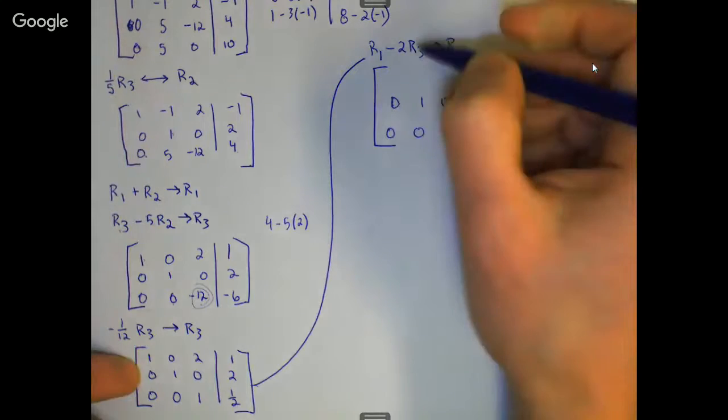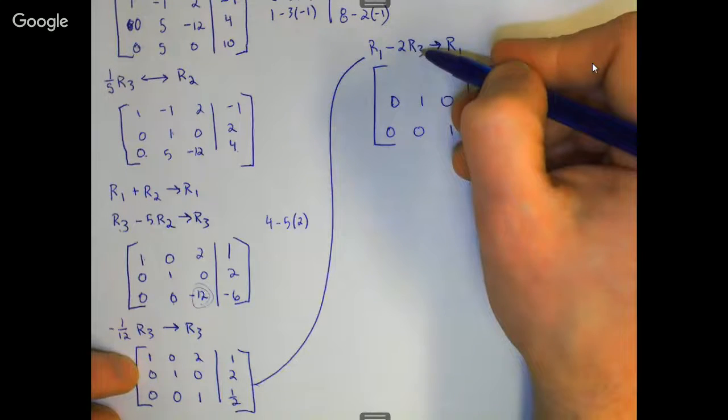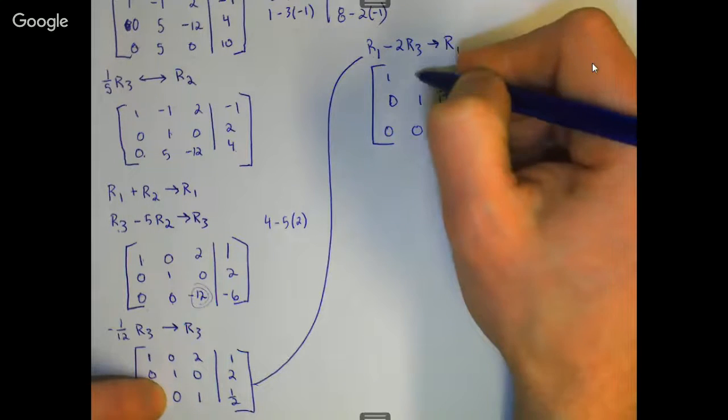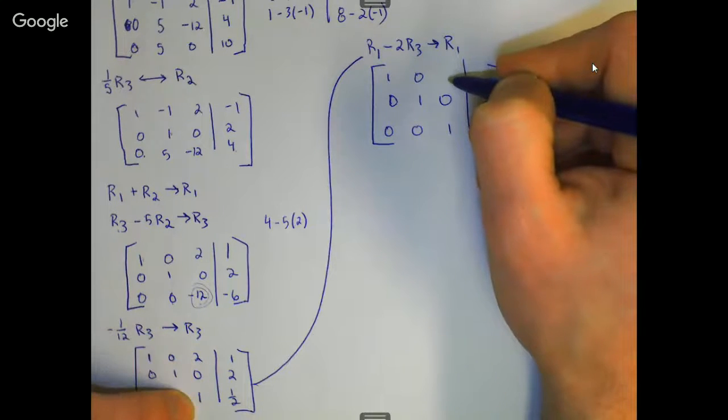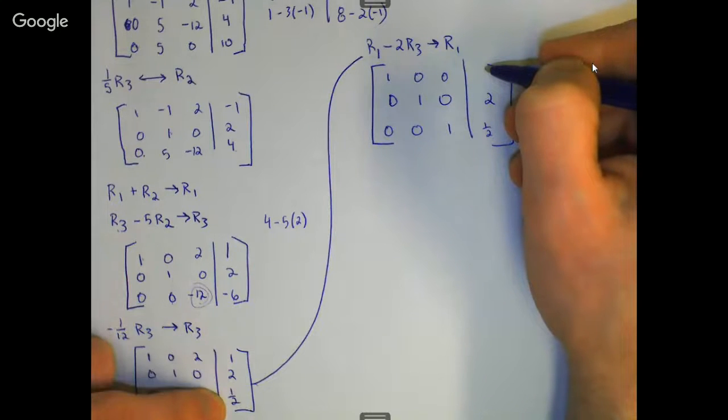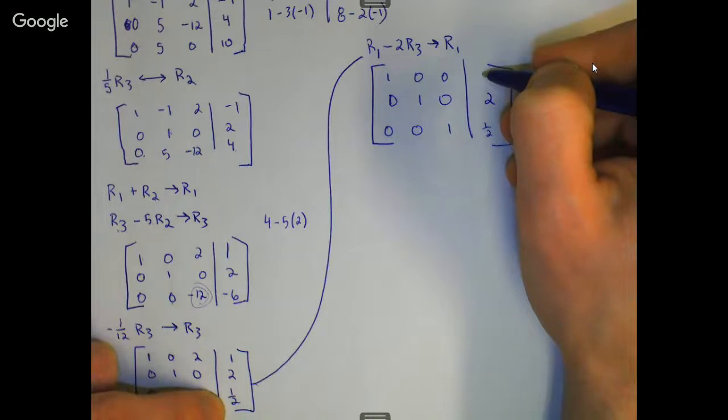So row 1 minus double row 3. So that's 1 minus 0 is 1. 0 minus 0 is 0. 2 minus 2 is 0. And you have 1 minus what would be 1, which is 0.